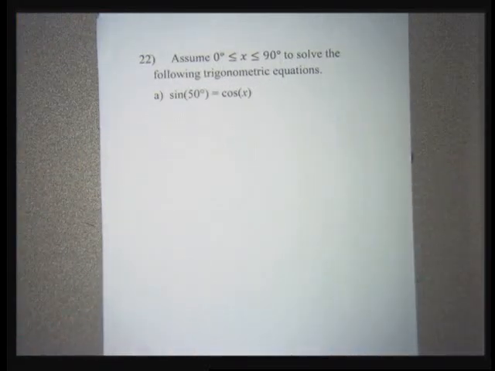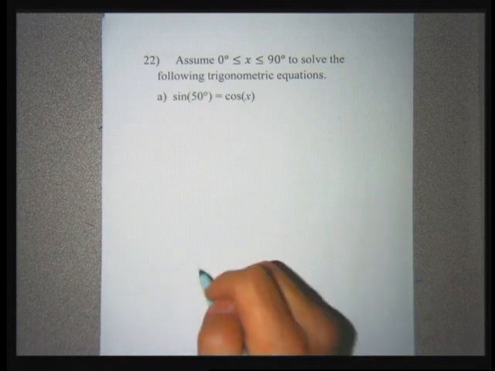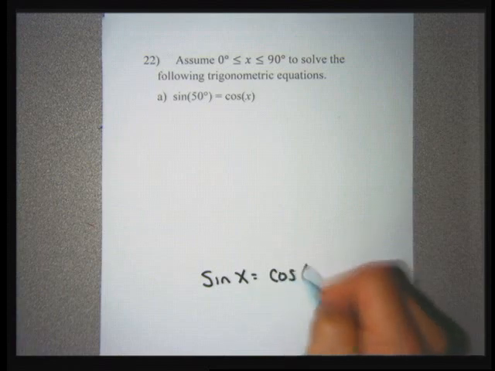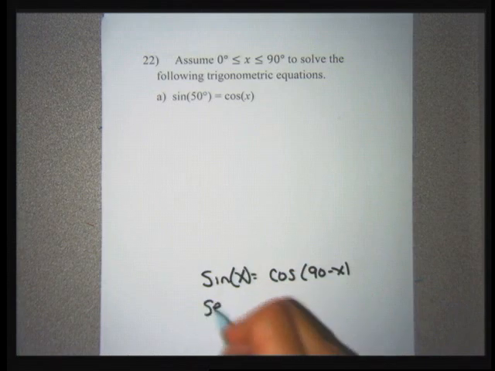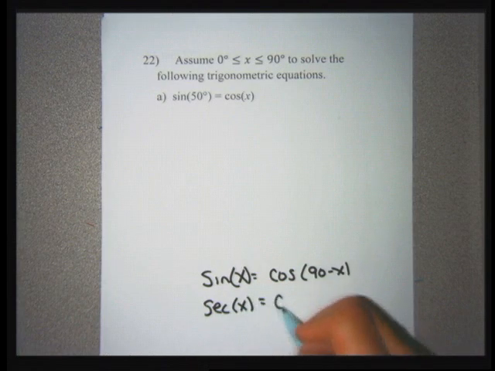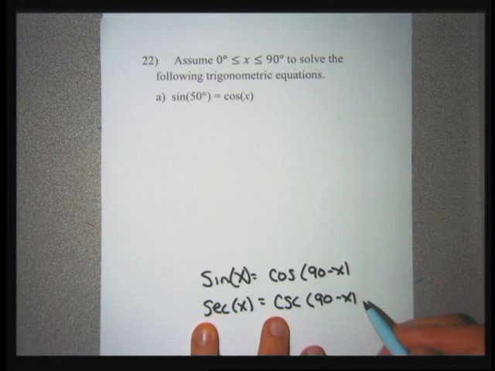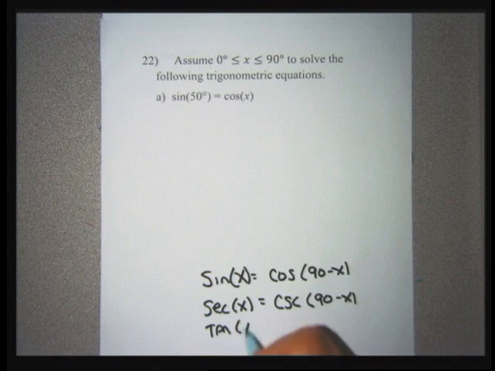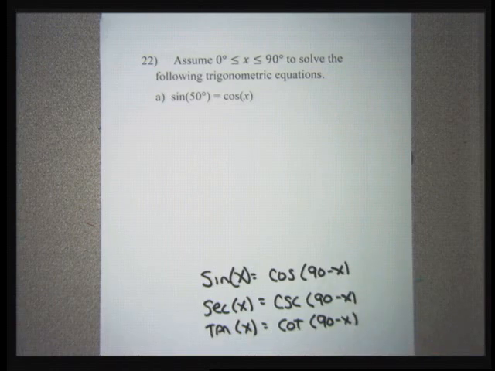Okay, 22. Sines and cosines are cofunctions of each other, and that's what we have to remember. There's some cofunction identities. We have to remember that the sine of x is the cosine of 90 minus x. Similarly, the secant of x would be the cosecant of 90 minus x, because secant and cosecant are cofunctions. Similarly, tangent of x and cotangent of x are cofunctions.